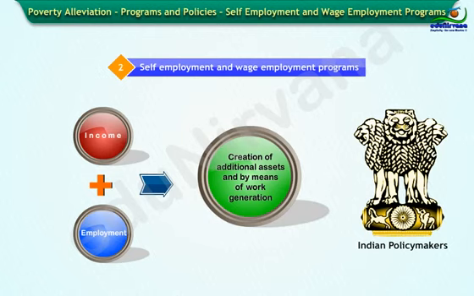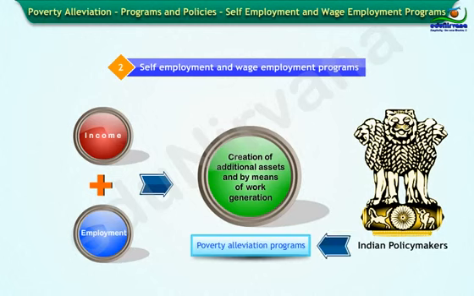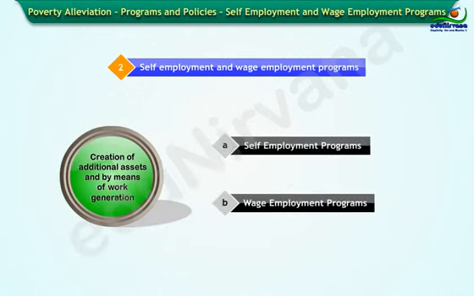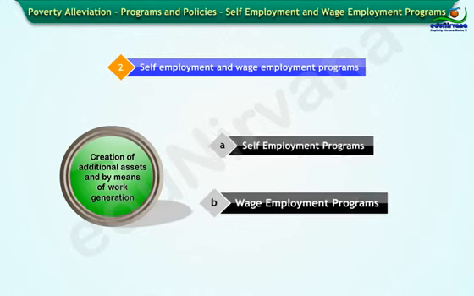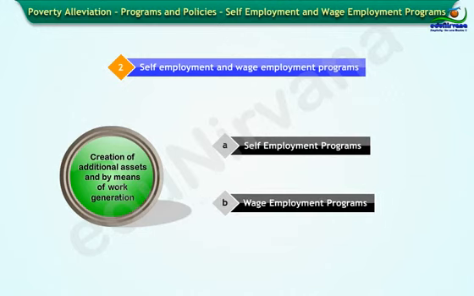With this specific objective in mind, specific and direct poverty alleviation programs are always the key agenda for policymaking. The programs for creation of additional assets by means of work generation have been broadly classified into self-employment programs and wage employment programs. Let's see each of them one by one.